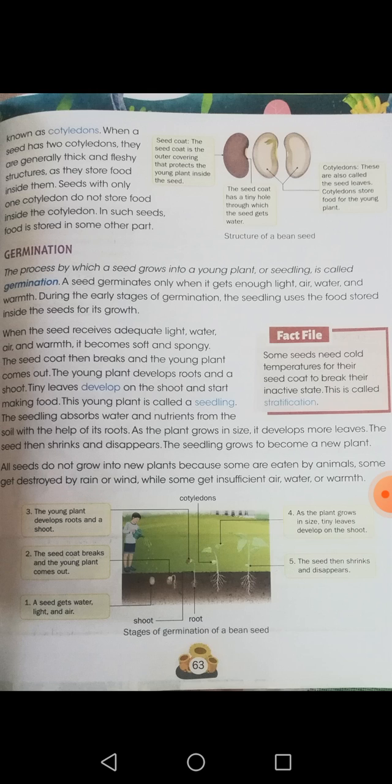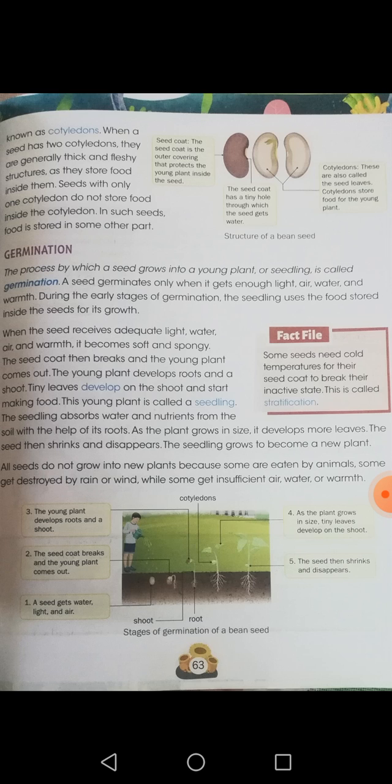During the early stages of germination, the seed uses food stored inside it for growth. Afterwards it gets food from elsewhere, right. So in the early stages it will manage with the food which is stored inside. When the seed starts receiving an adequate amount of light, water, air and warmth, it will become soft and spongy. Then after becoming spongy, the outer covering, that is the seed coat, will break. It will break to give out a baby plant.